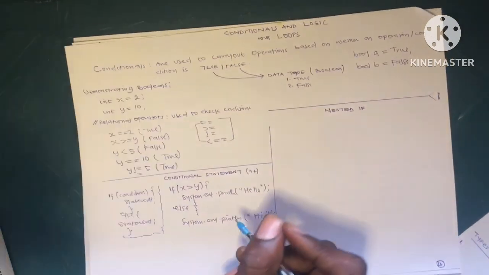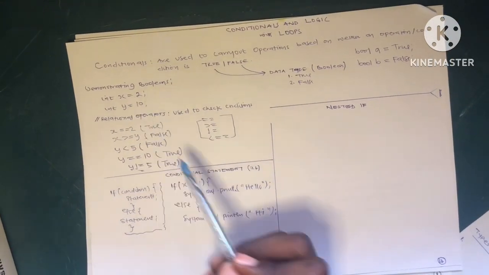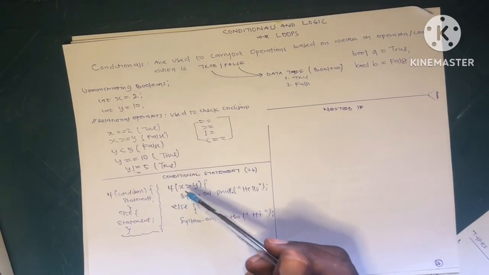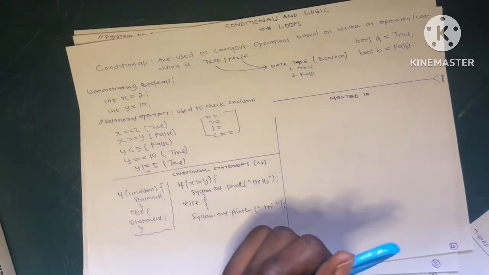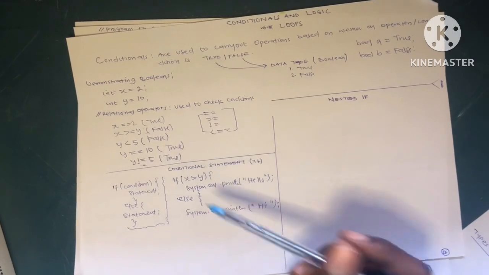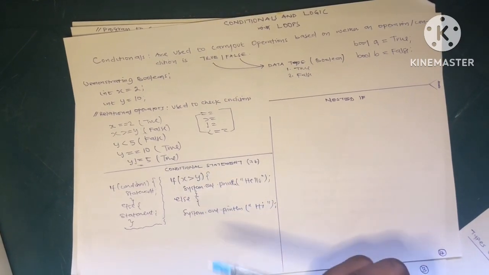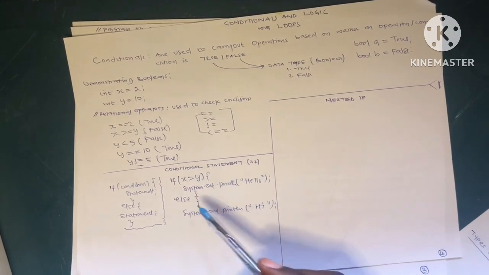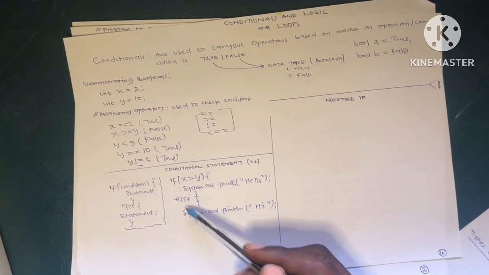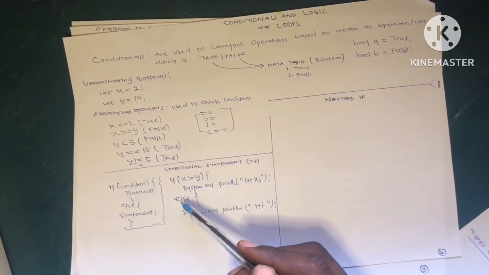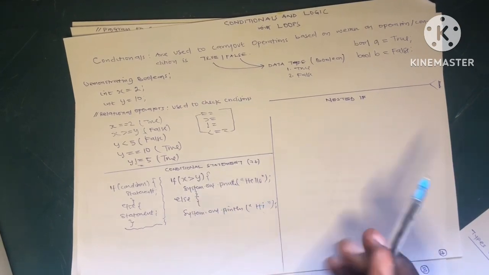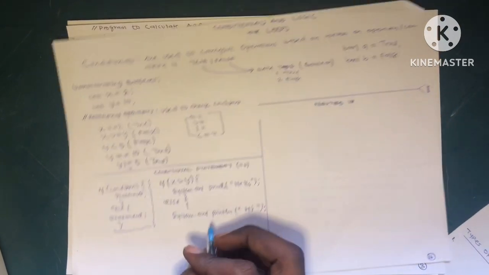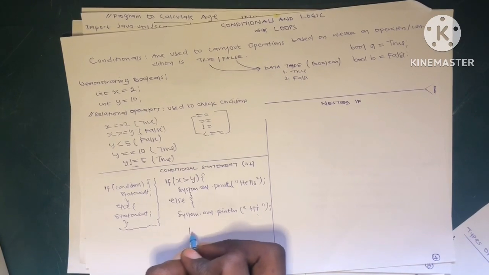Now, do you know the output of this program? Do you know what it does? Let's follow it. What is x? X is 2, y is 10. Is 2 greater than 10? No, 2 is not greater than 10. So it's saying that if 2 is greater than 10, print hello. Else, print hi. That means if 2 is not greater than 10, print hi. So in this program, the output will be hi.